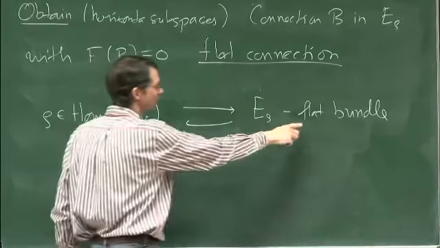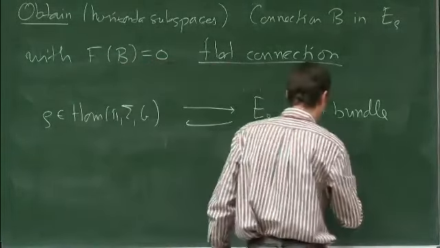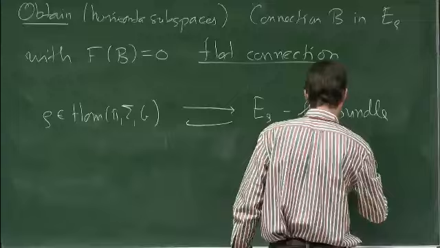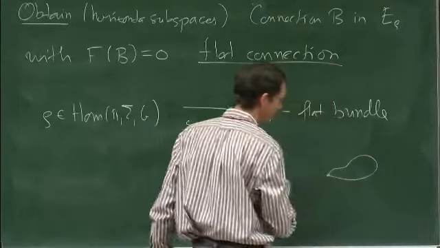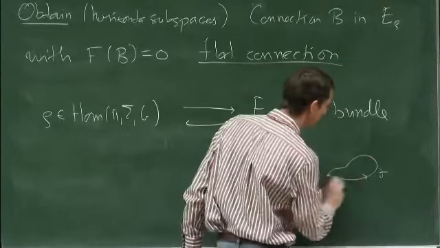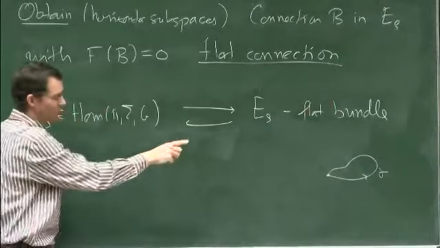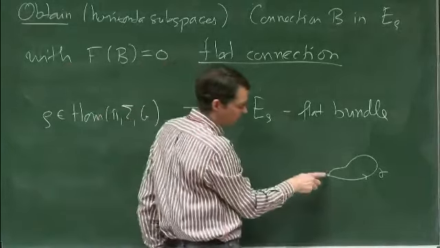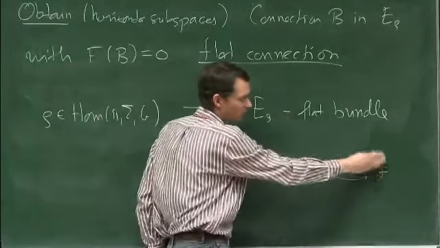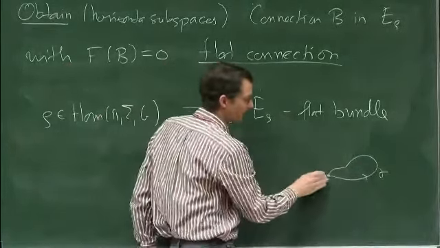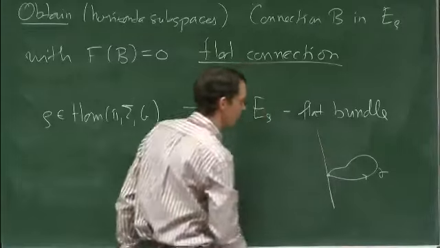So if you have a flat bundle, you can take the holonomial representation of the fundamental group. So whenever you have some loop here in sigma, you can just take the holonomial of the connection. So that means just taking a section along the loop, which is covariantly constant, and that gives you a transformation of the fiber.